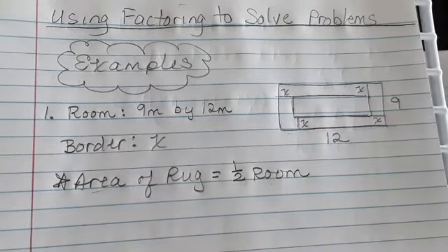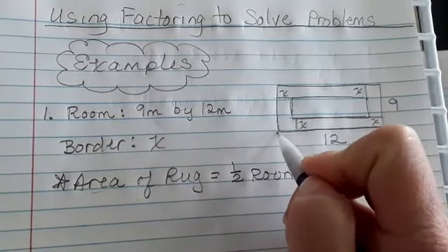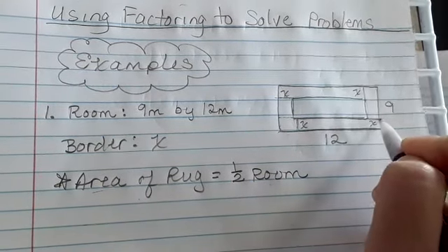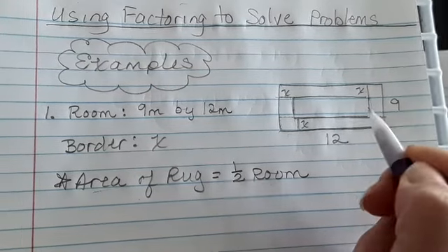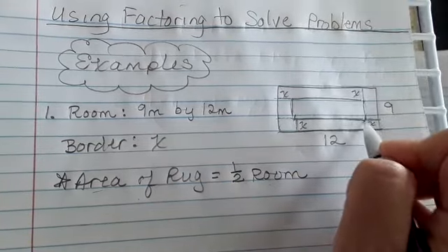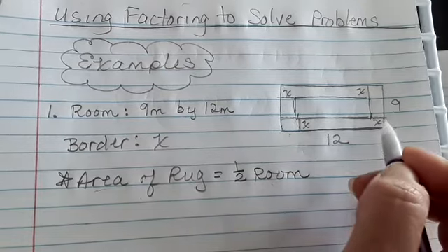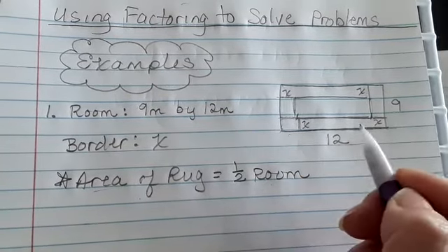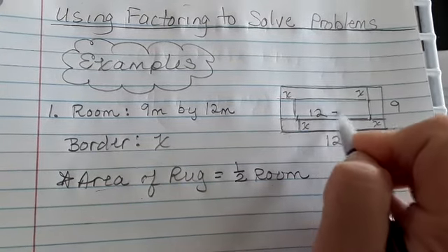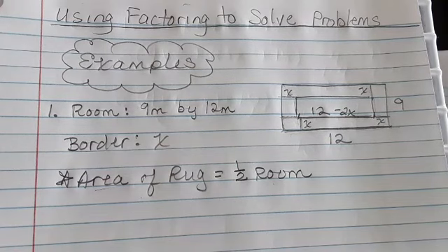We need to find a way to represent the area of the rug. So we've got the length here. Keep in mind that the entire length from here to here is 12, so that is including this outside border. So if from here to here is 12, we only want the distance from here to here. So we need to take that border away from this end and from this end. That's taking x away from each side. So we have 12, which is the entire length, take away 2 x's, 1 x from each side.